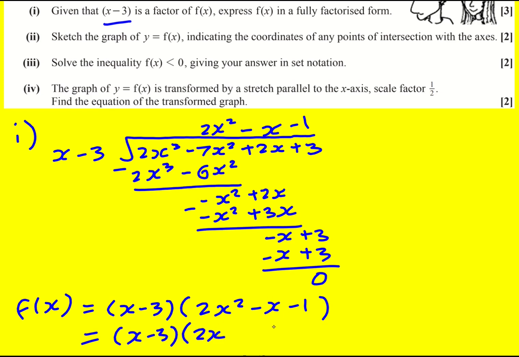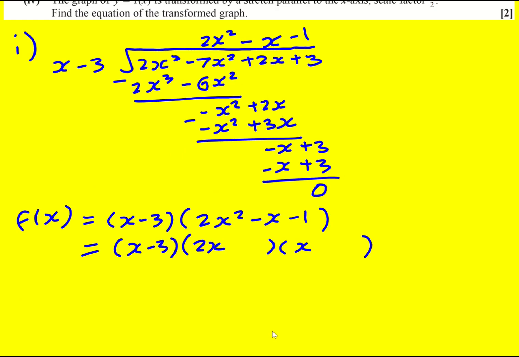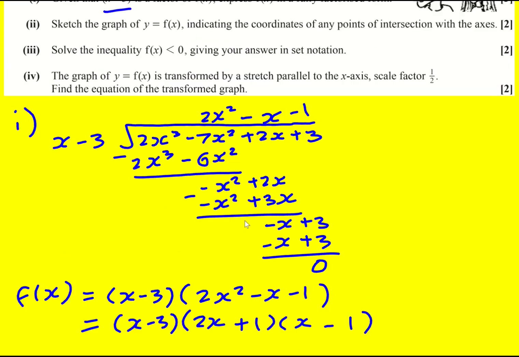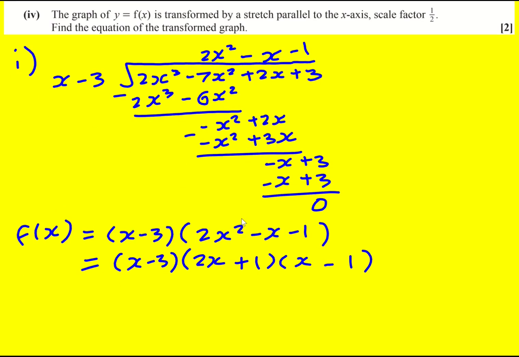So if it's going to factorize, it's going to be 2x and x. And then it's got to be 1 and 1 to work. So to get that minus x, there's going to be a minus here and a plus 1 here. And that is our answer to part 1.